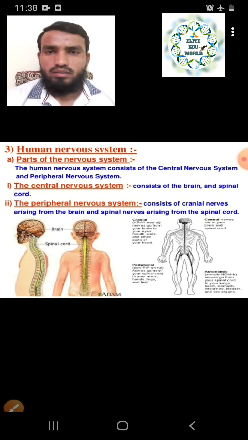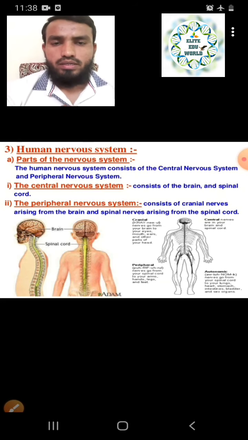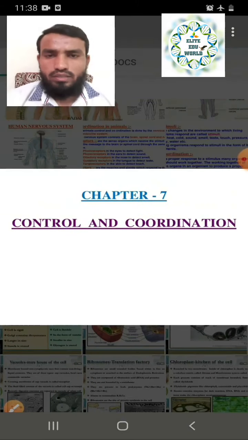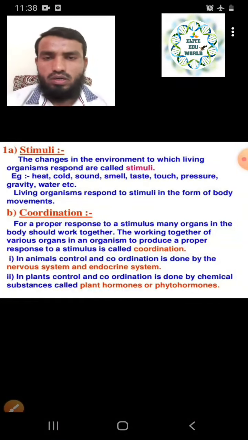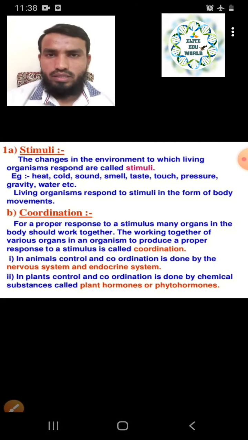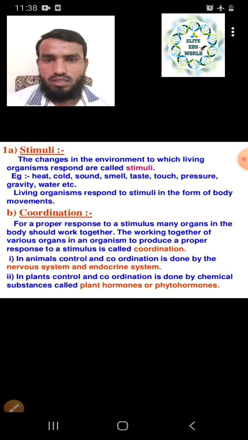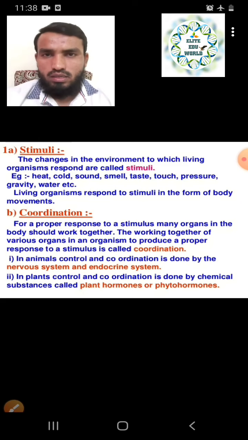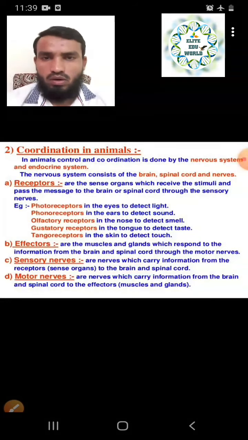In our last session we started chapter number 7, called control and coordination. In this chapter we have already seen several points: what stimuli are, and what control and coordination are. Several organs come together and work to handle such situations, and that comes under coordination. Stimuli means whatever is happening around the body, and the body responds to it.